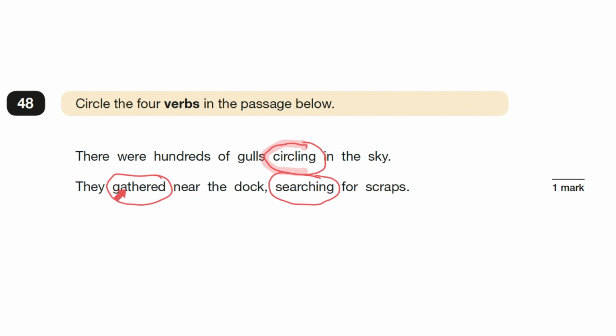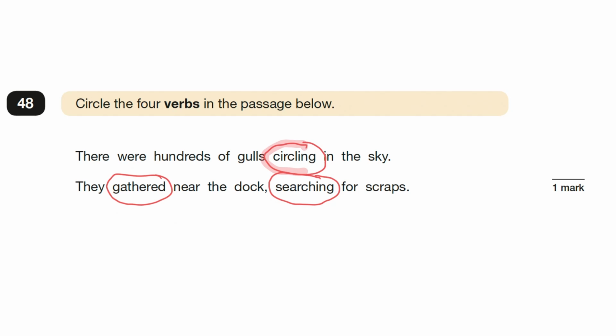They're gathered, okay, so it's an action that they performed. Circling, again, an action that they were performing. And again, searching, a physical action of looking for someone. And again, the one that gets people is this one here, of this helping verb, okay? Because the helping verb is really over here, helping the circling to explain.